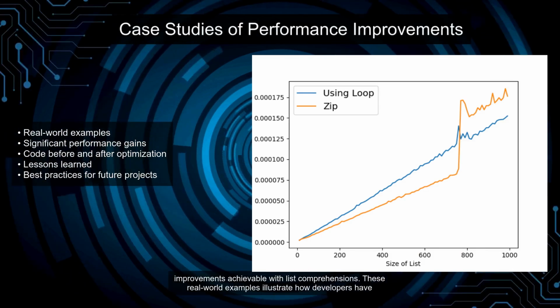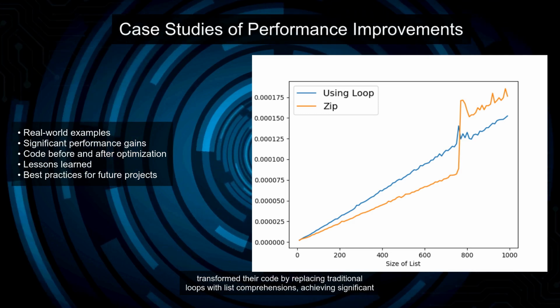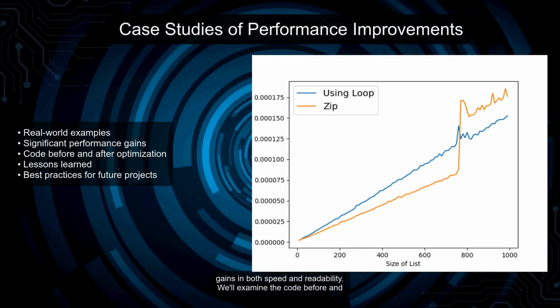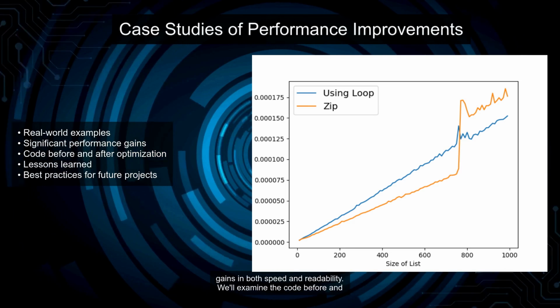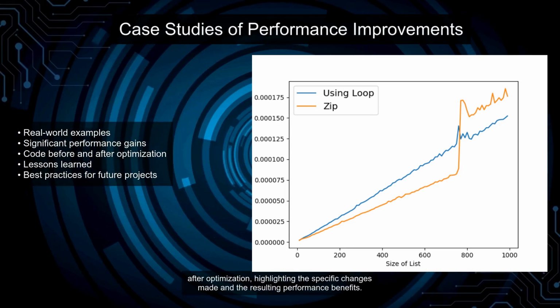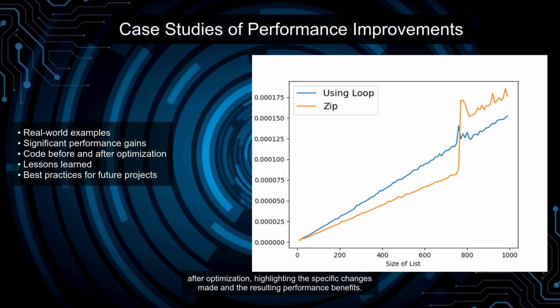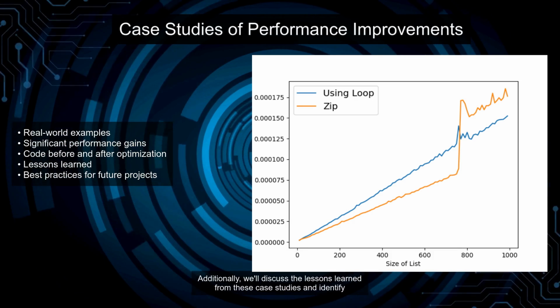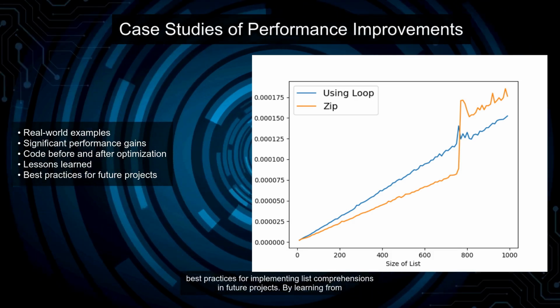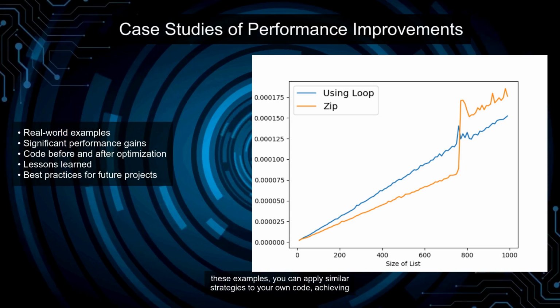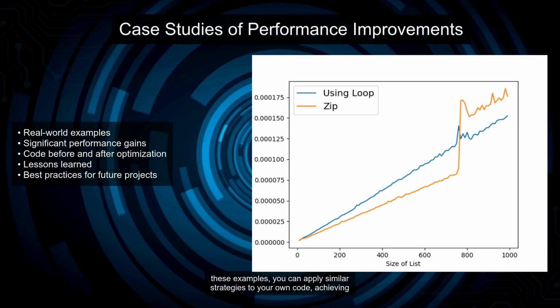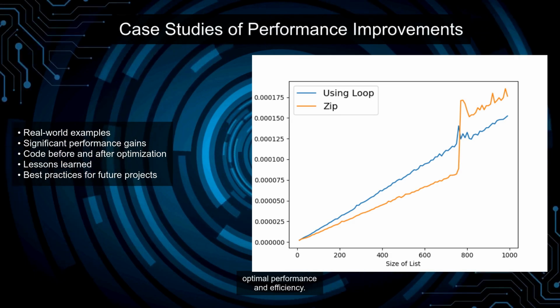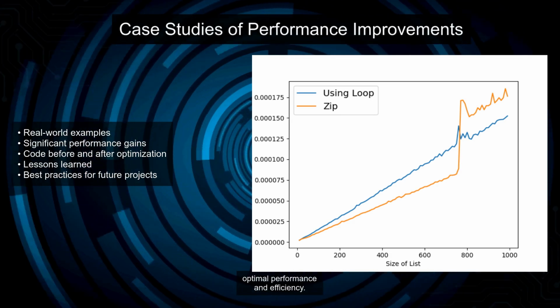These real-world examples illustrate how developers have transformed their code by replacing traditional loops with list comprehensions, achieving significant gains in both speed and readability. We'll examine the code before and after optimization, highlighting the specific changes made and the resulting performance benefits. Additionally, we'll discuss the lessons learned from these case studies and identify best practices for implementing list comprehensions in future projects. By learning from these examples, you can apply similar strategies to your own code, achieving optimal performance and efficiency.